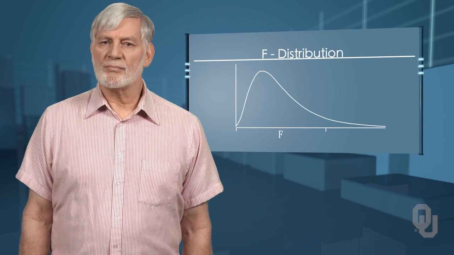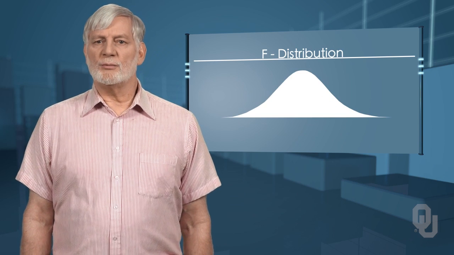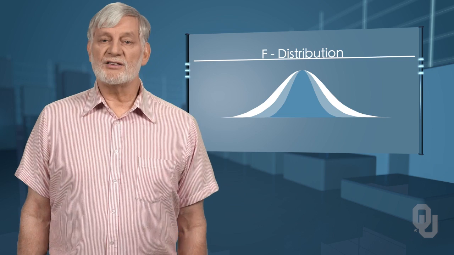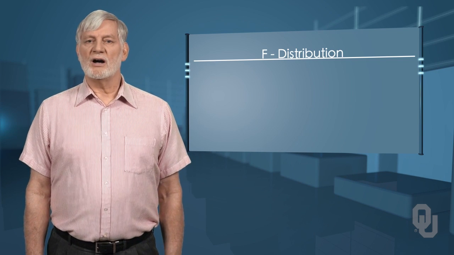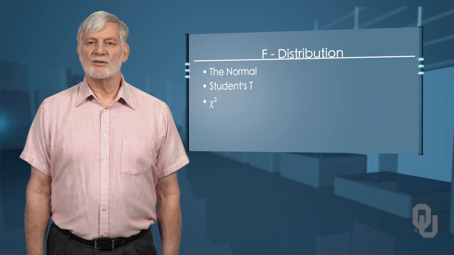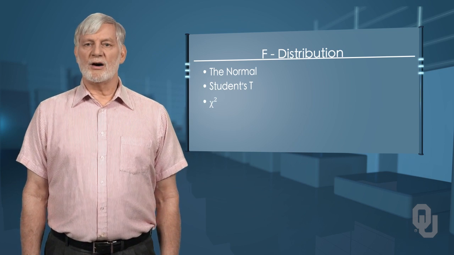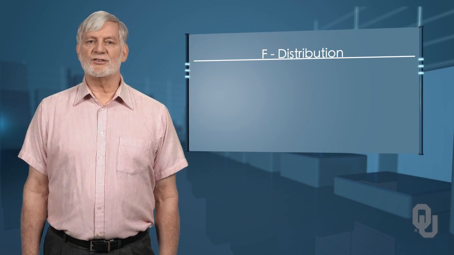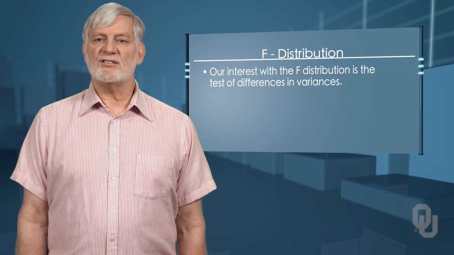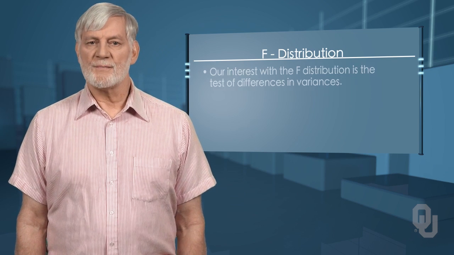The F distribution is perhaps the ultimate distribution to demonstrate the principle that certain distributions are limiting distributions to others. We saw this in the case of the normal distribution being a limiting distribution of the student's t as the sample size increased. Embedded within the F distribution are the normal, student's t, and the chi-squared distributions. But we really don't need to know all this to do what we want to do with the F distribution. Our interest with the F distribution is the test of differences in variances.